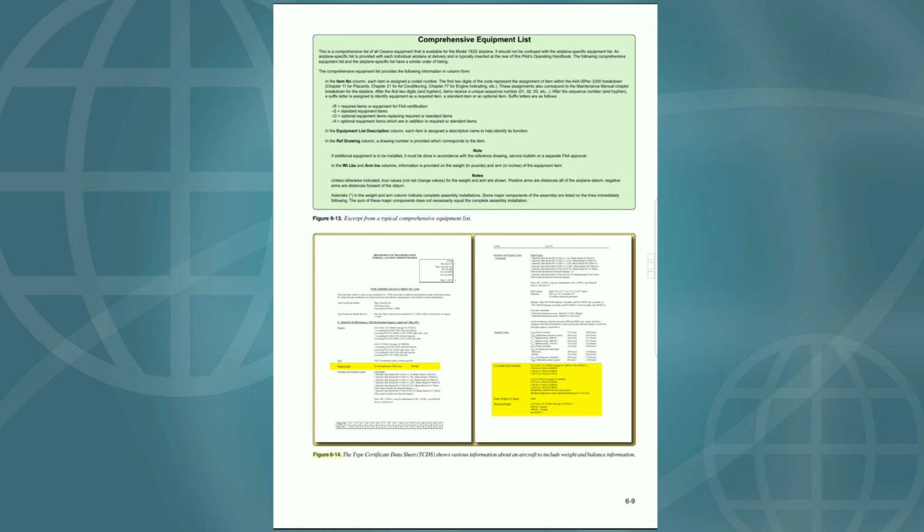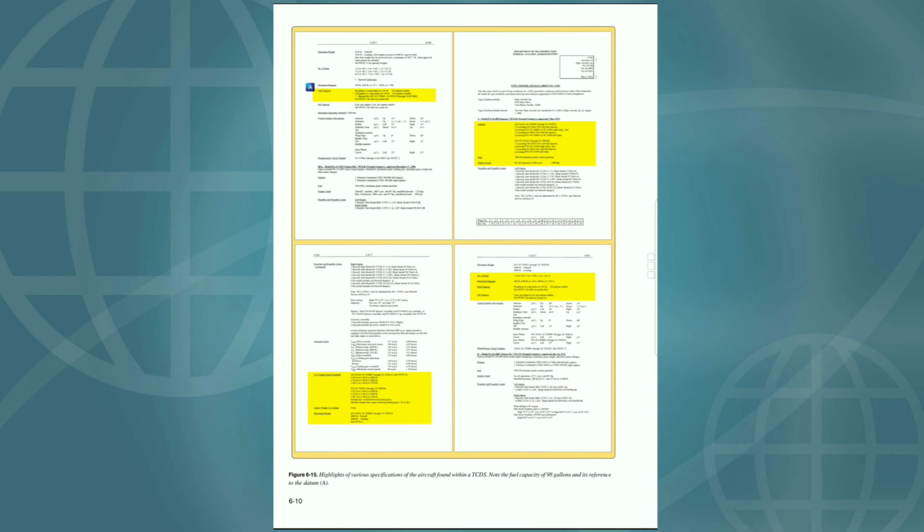Figure 6-14. The Type Certificate Data Sheet, TCDS, shows various information about an aircraft to include weight and balance information. Figure 6-15. Highlights of various specifications of the aircraft found within a TCDS. Note the fuel capacity of 98 gallons and its reference to the datum.